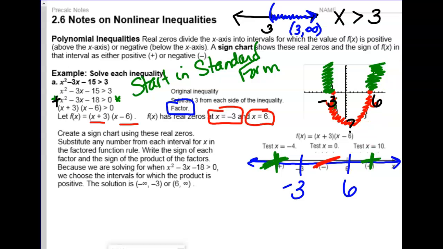So when I go back to the original question, the standard form version of it, it says, where is your polynomial greater than 0? Well, that would be all these green parts here. That would be here to here and here to here. Notice that I didn't use a bracket. Why did I not use a bracket?